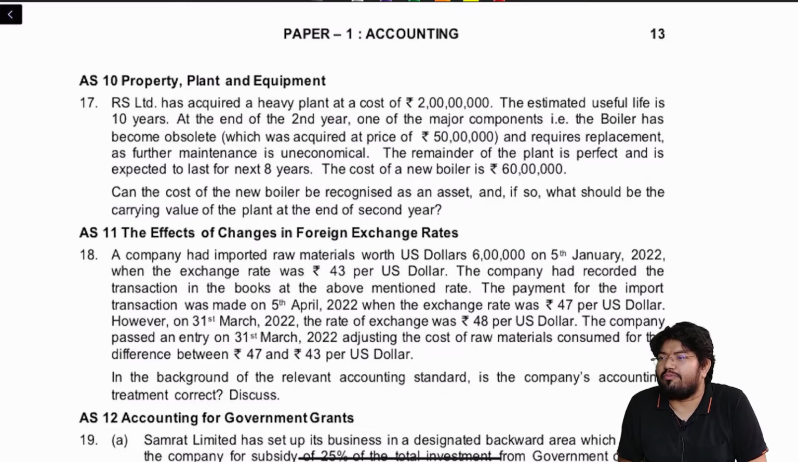The cost of new boiler is 60 lakhs. Can the cost of the new boiler be recognized as an asset? And if so, what should be the carrying value of the plant at the end of the year?